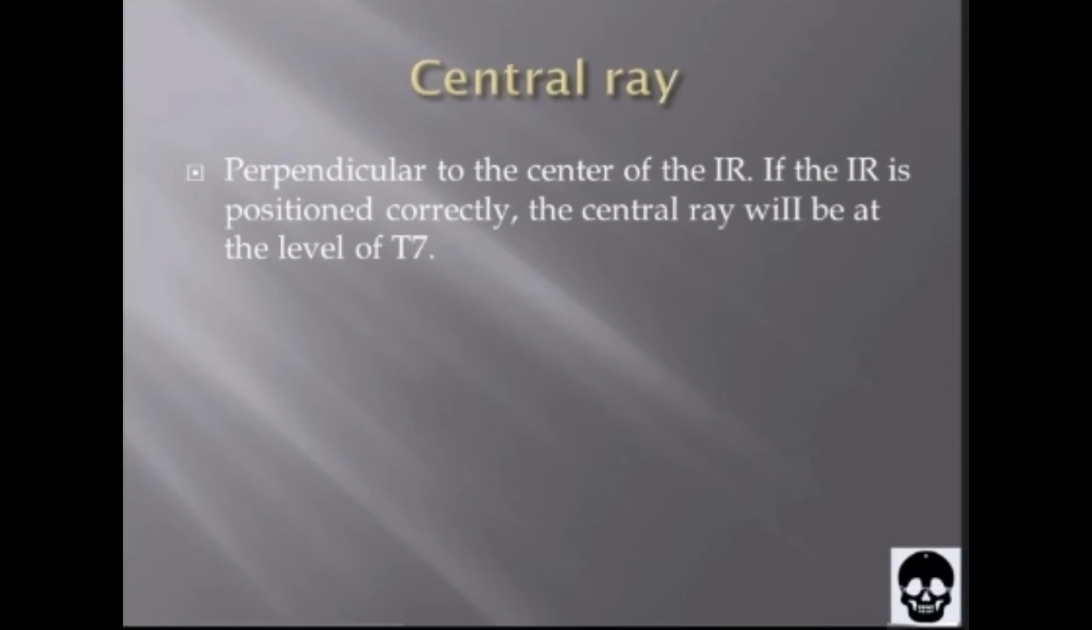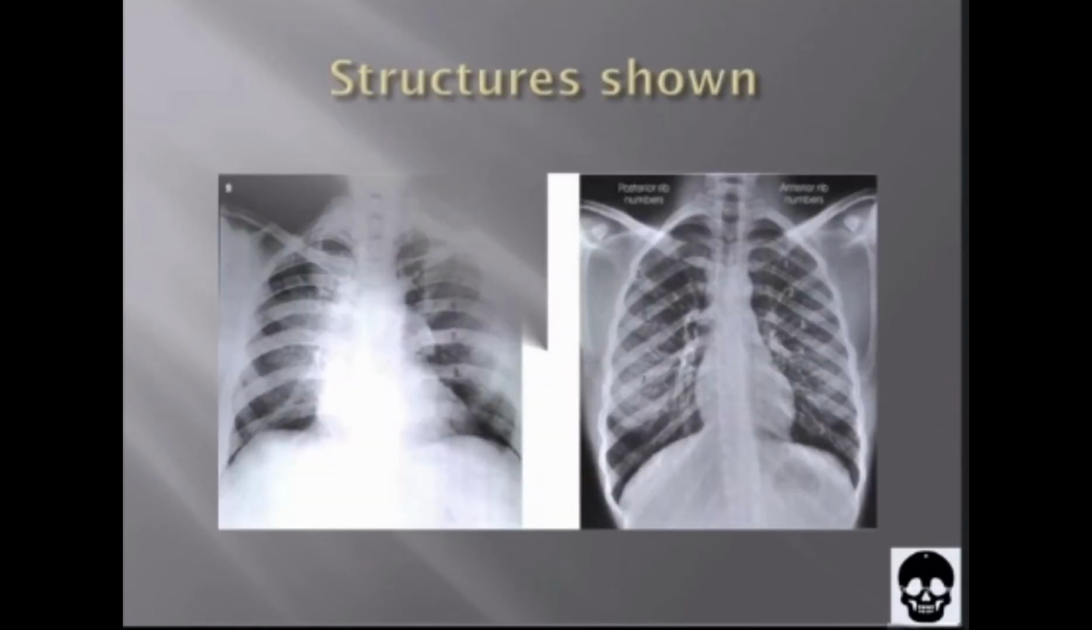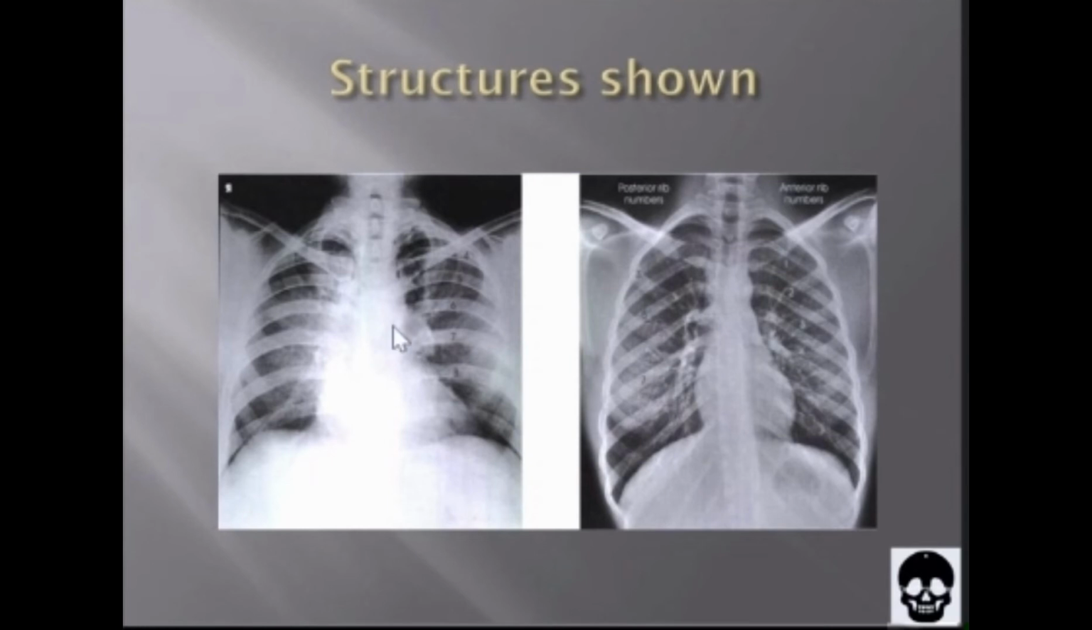A useful option for demonstrating the seventh, eighth, and ninth ribs is to angle the X-ray tube about 10 to 15 degrees caudad. This angulation aids in projecting the diaphragm below that of the affected ribs. We are here in the structures shown. This is the PA ribs normal centering, and this is the 10 to 15 degree caudal angulation.